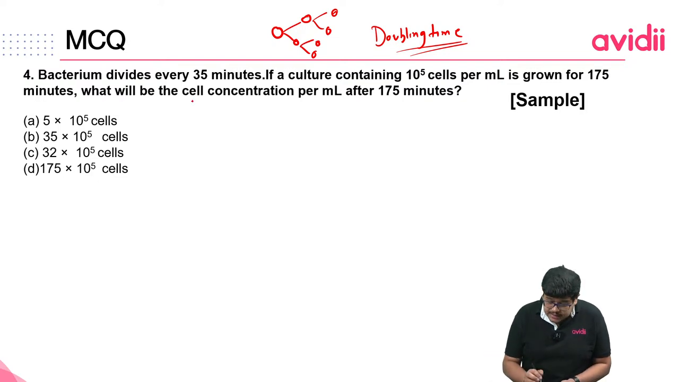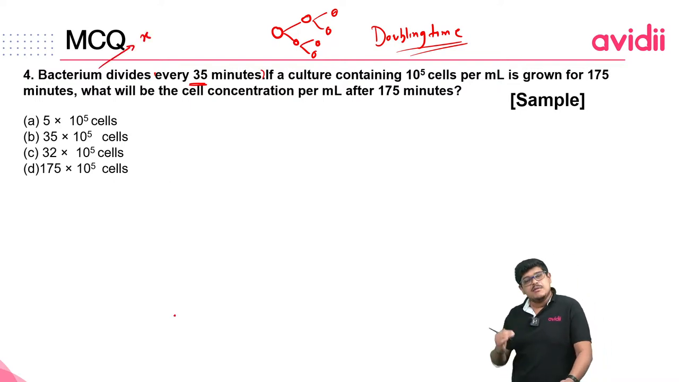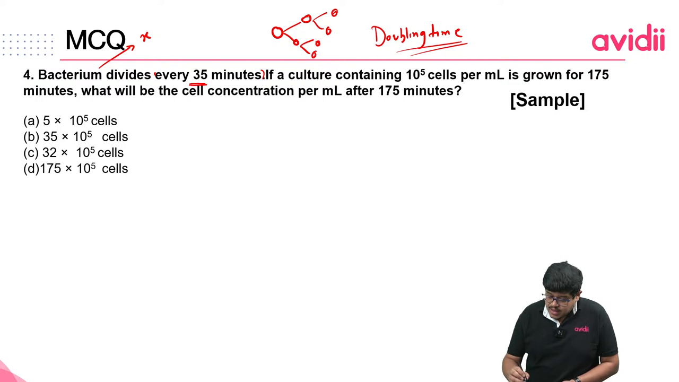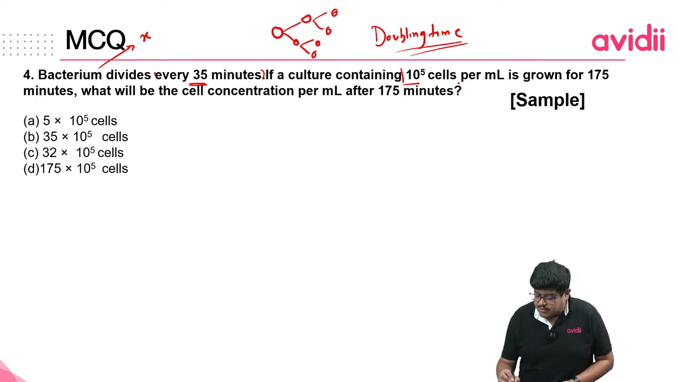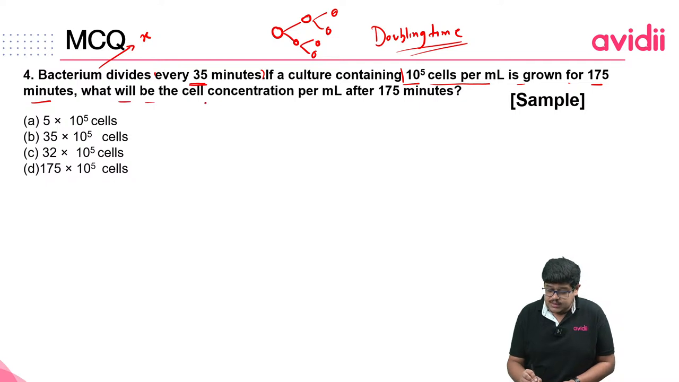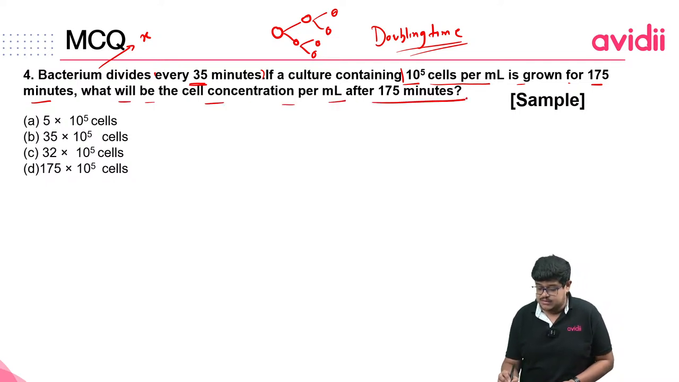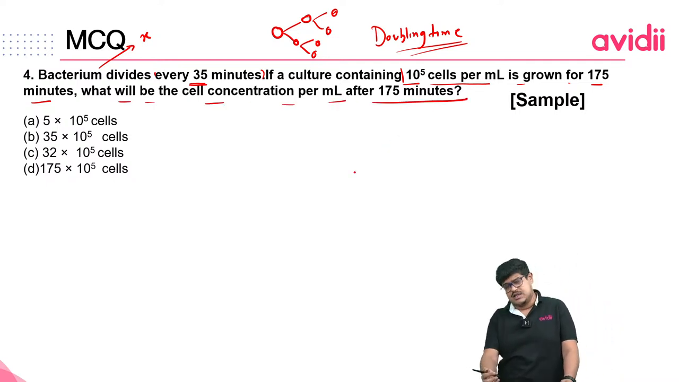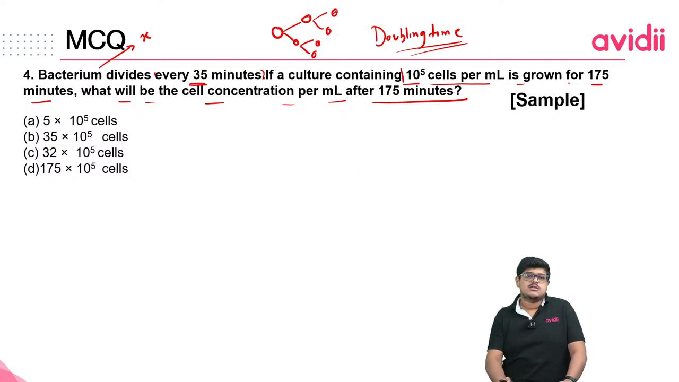So, a bacterium divides every 35 minutes. They have given you that there is a bacterium, let's say the bacterium is X, and it is dividing per 35 minutes. Very good. If a culture containing 10 to the power 5 cells per ml is grown for 175 minutes, what will be the cell concentration per ml after 175 minutes? So they are asking what will be the amount of growth that we observe in case of this bacteria?